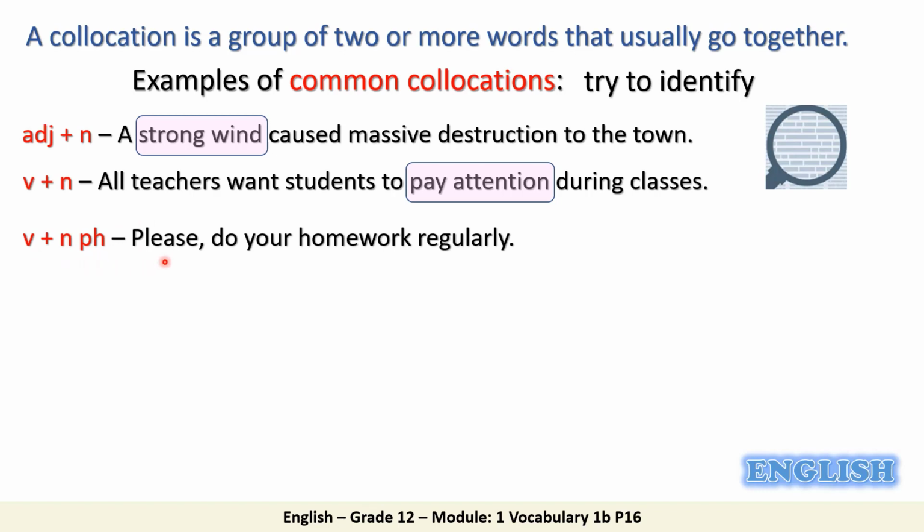The third one is verb plus noun phrase. In the example, please do your homework regularly. Can you identify the collocation in this example? Exactly, it's do, the imperative verb, and your, the attributive adjective, and the modified noun homework. Excellent.